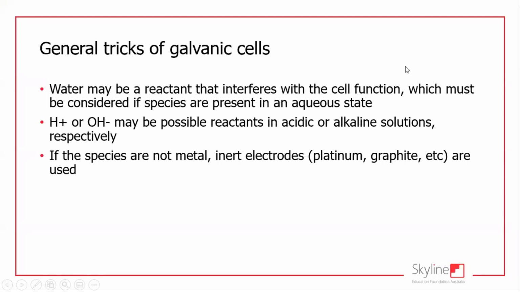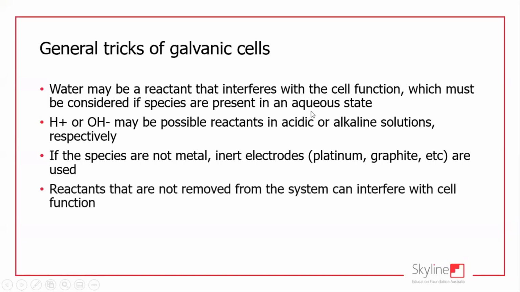But essentially, inert electrodes include platinum and graphite. Those are the main ones, and they typically won't react in a galvanic cell. And if we let our reactants accumulate, especially if they're a gas, like chlorine gas, they can actually interfere with the cell function again. So there's actually a lot of things we have to do to make sure our galvanic cells are fine.